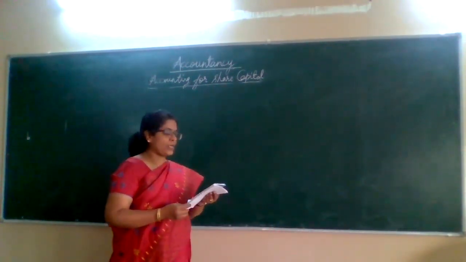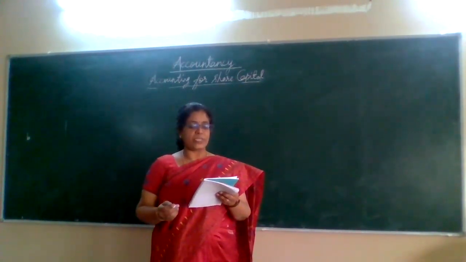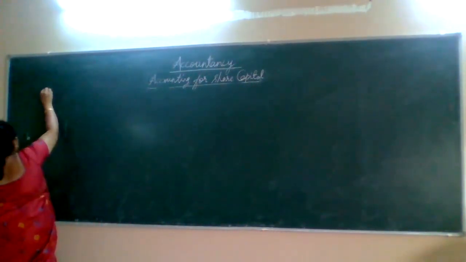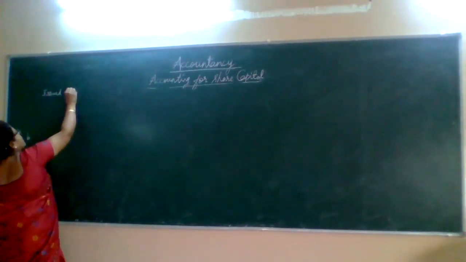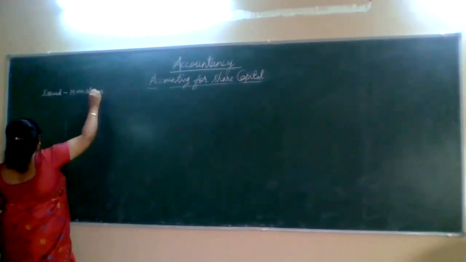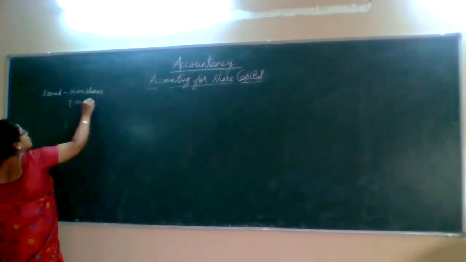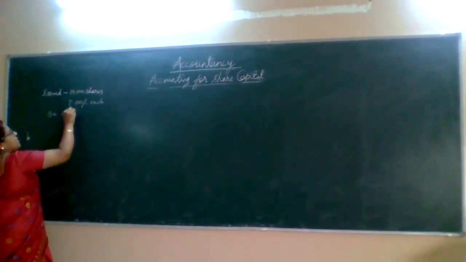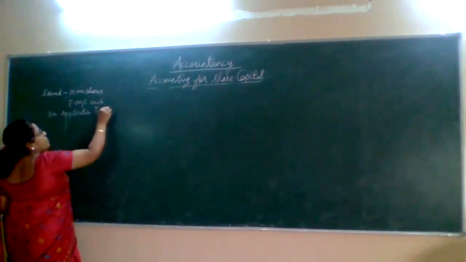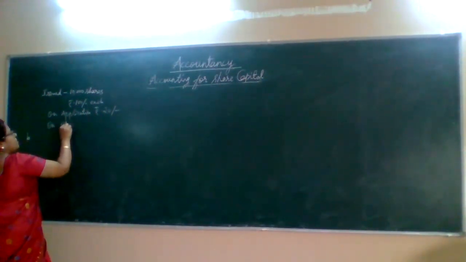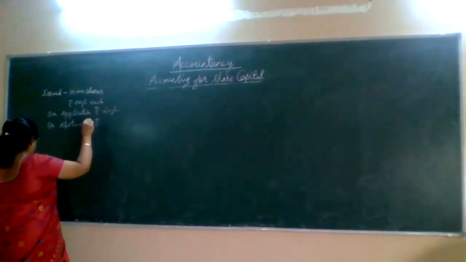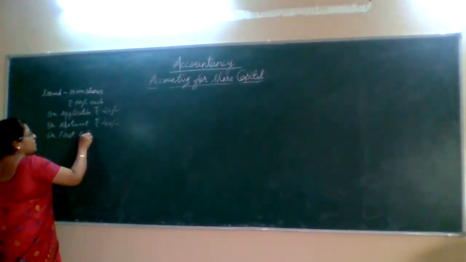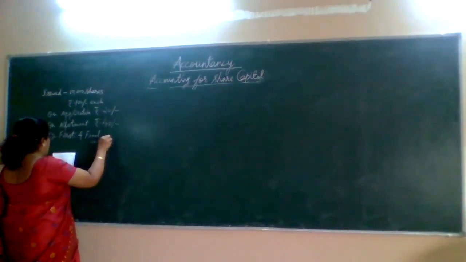So here is a problem. XYZ Company Limited issued 10,000 shares at rupees 100 each, payable as under. Issued 10,000 shares at rupees 100 each. Payable as: on application, rupees 20 per share; on allotment, rupees 40 per share; on first and final call, rupees 40 per share.